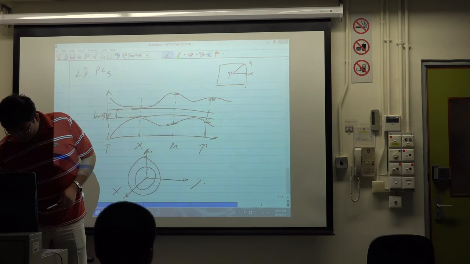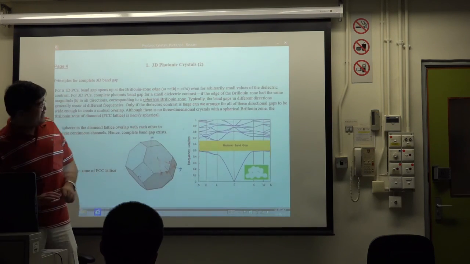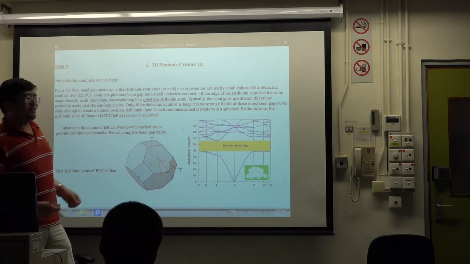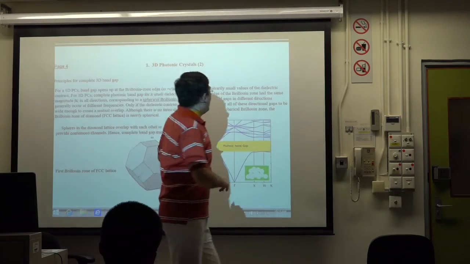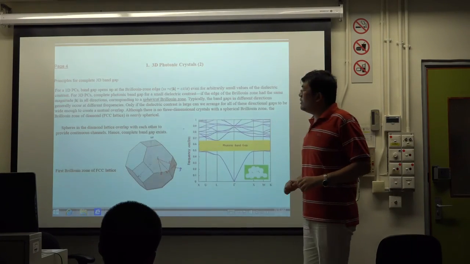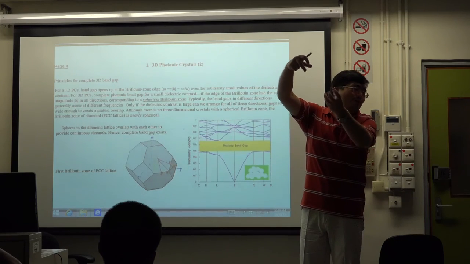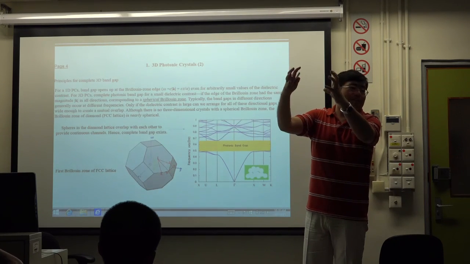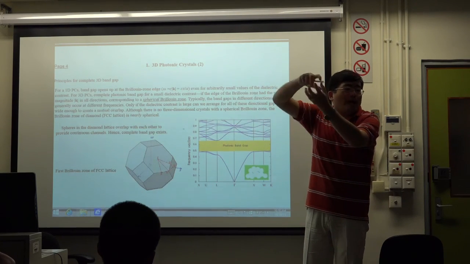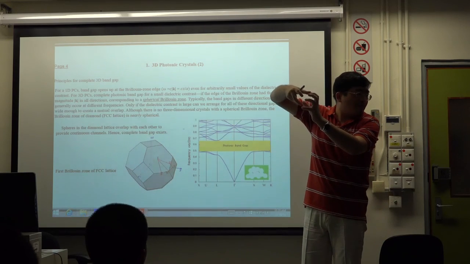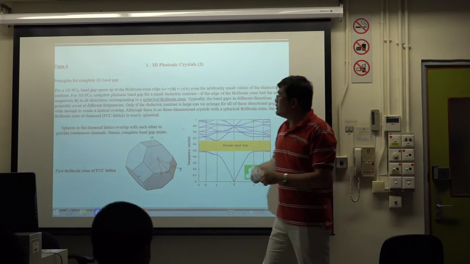So diamond is very similar to a ball. You can see it's similar to a ball. This is a photonic band gap. But how to construct it in a photonic crystal? We have no vein, right? Vein is difficult. Just enlarge the size of the sphere and make them overlap. It provides a continuous channel.